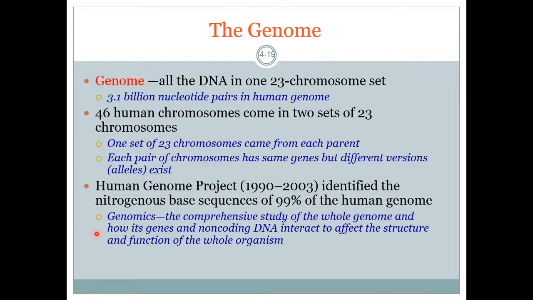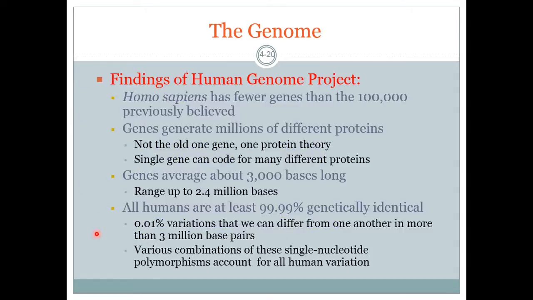Now, revelations from this Human Genome Project included 6 major findings. What are those findings? Humans have fewer genes than the 100,000 previously thought. These genes generate millions of different proteins. A single gene can code for many proteins through alternative splicing of the mRNA. Third, genes average about 3,000 bases long, but range up to 2.4 million bases.